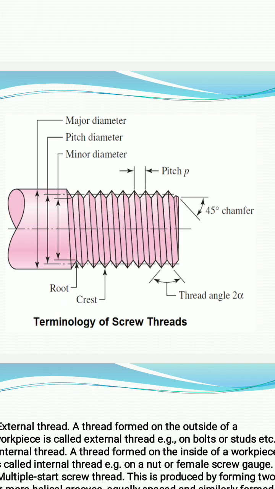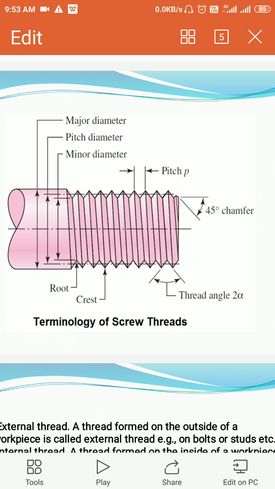Next, what is major diameter? Major diameter is the maximum diameter of the screw thread. What is minor diameter? It is the minimum diameter, a line connecting all the roots of the thread, also called the minimum diameter of the screw thread. Correct? Next, what is pitch diameter? Between the major diameter and the minor diameter, one more diameter is there. It is called the pitch diameter or the effective diameter, in between the major and the minor diameter.